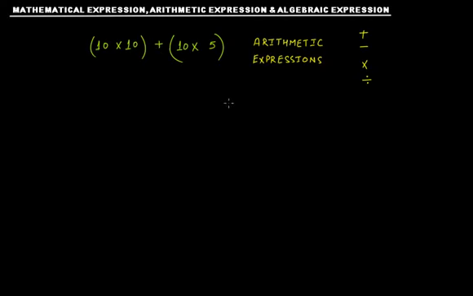If I have to show you some other example, it can be like 10 plus 5. It can be like 10 times 5. We have two numbers here, right? For an arithmetic expression, the minimum requirement is that you should have at least two numbers. In this case we have 10 and 5, two numbers, and then we have one arithmetic operation symbol, that is plus. In 10 times 5, we have multiplication, that is an arithmetic operation symbol. So this is also an arithmetic expression.